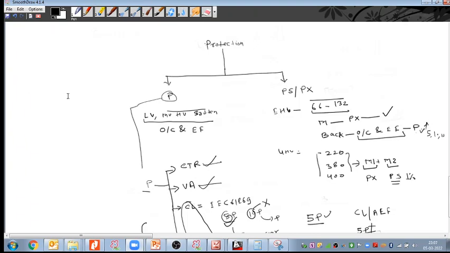Okay, so Silpa, for 2 CT core of burden 15 VA and 30 VA, two metering core, which physical design parameters in CT is affected to implement it? Physical design parameters.